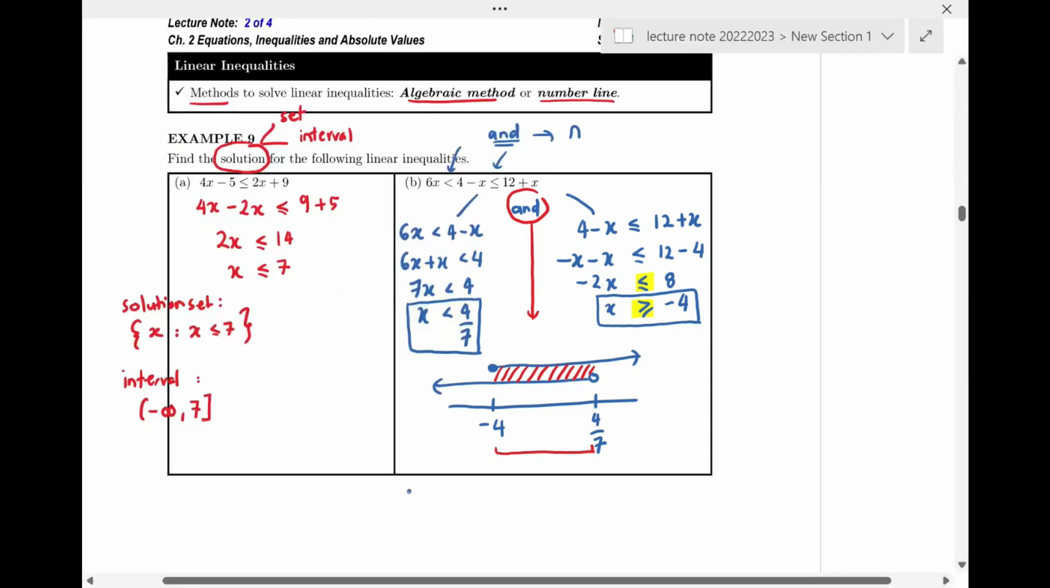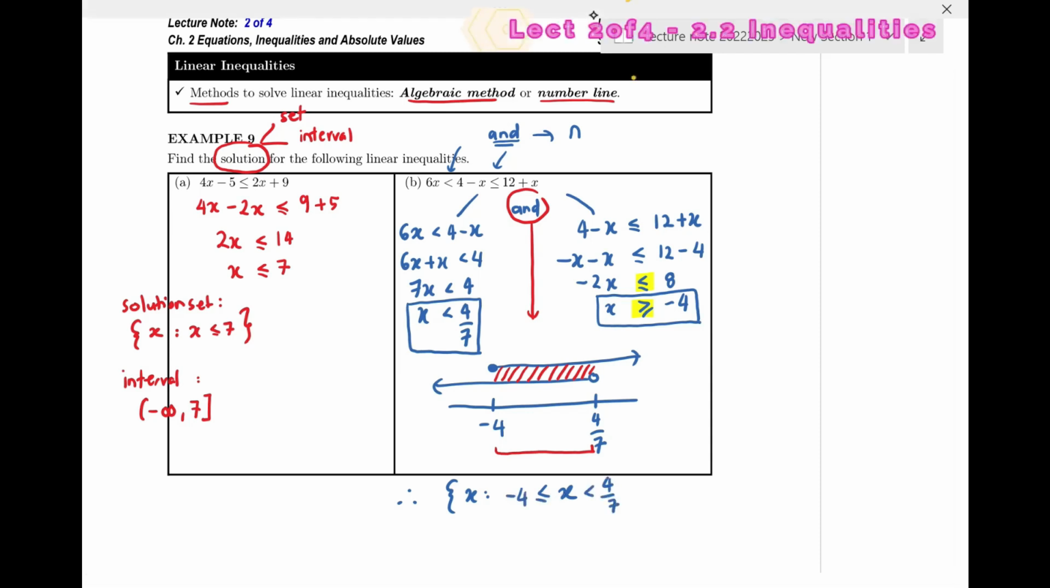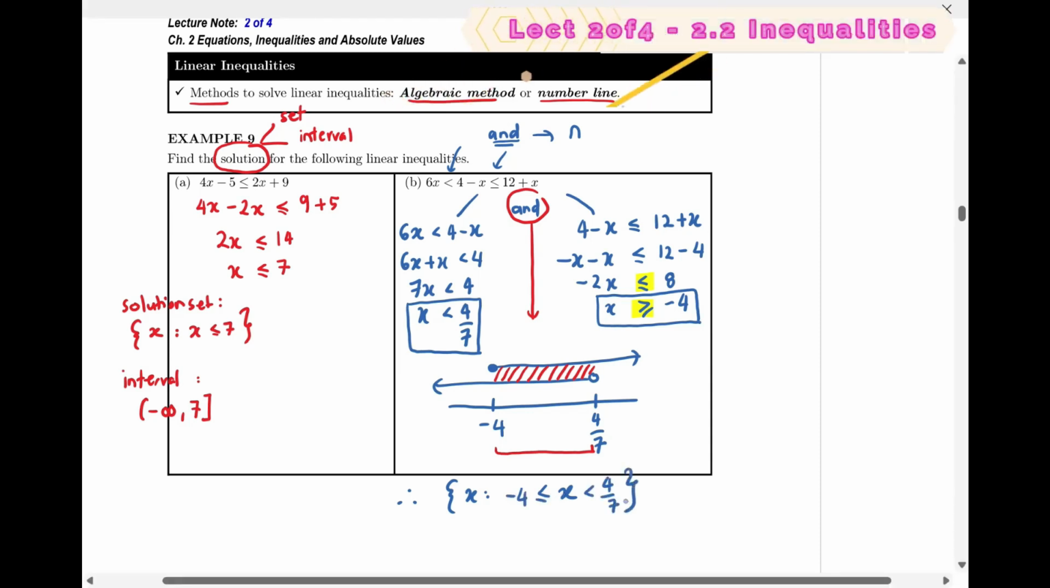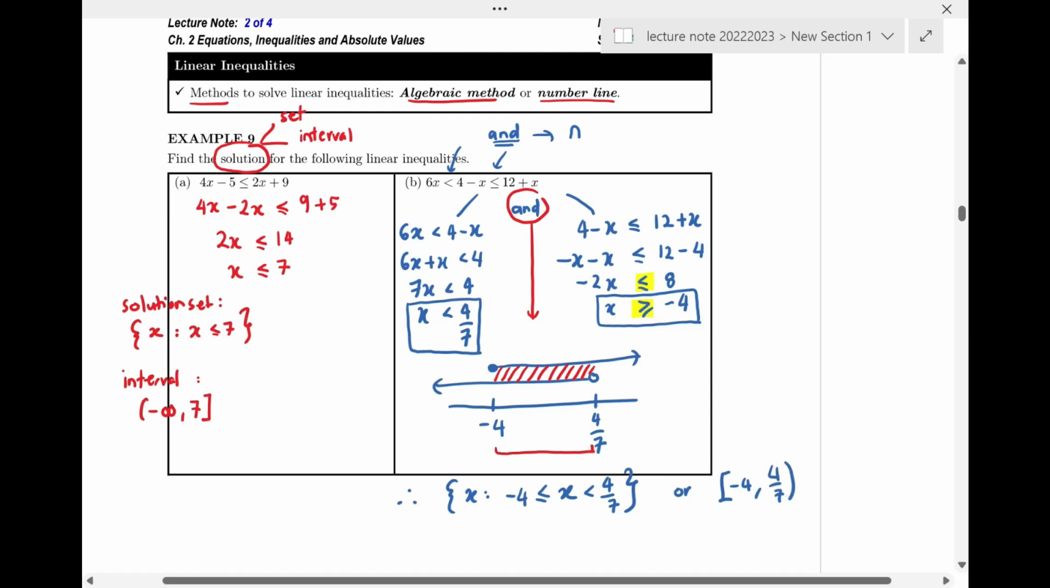So our answer is in the solution set x, where x is between negative 4 inclusive and 4 over 7. In interval form, we have from negative 4 inclusive up till 4 over 7 exclusive. So we are done with solving linear inequalities with example 9.